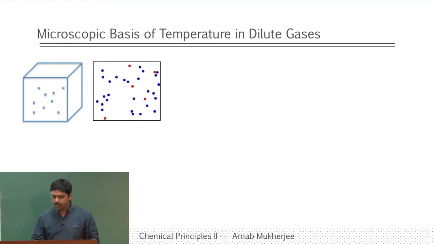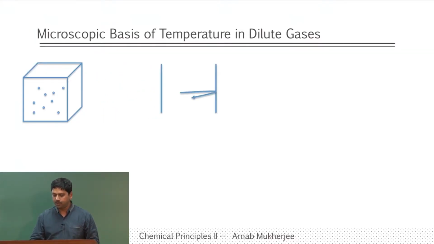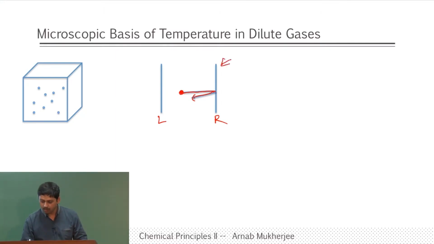So, in these situations, in order to understand what actually happens, let us consider two opposite sides of that particular wall. This is mimicking the left wall and this is mimicking the right wall. A particle that moves will hit the wall and come back, right. So, we can calculate the force acting on this particular wall, and then we can calculate the pressure.